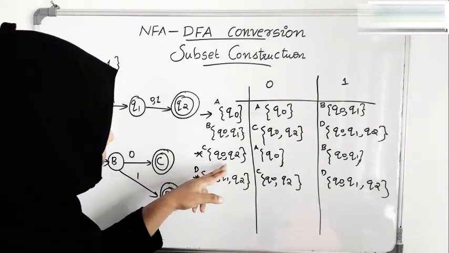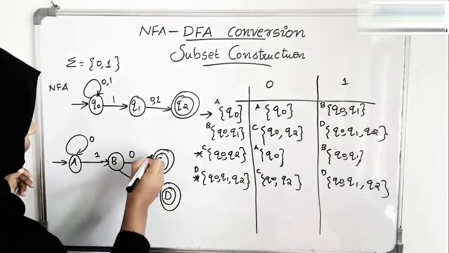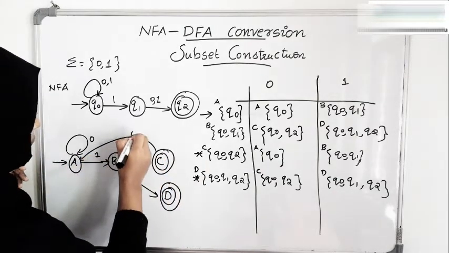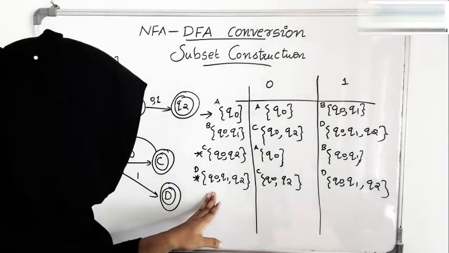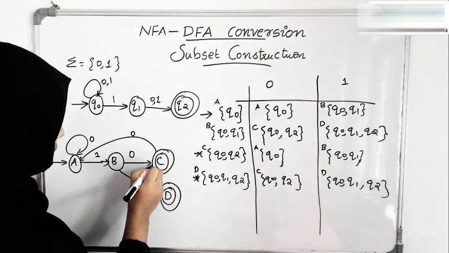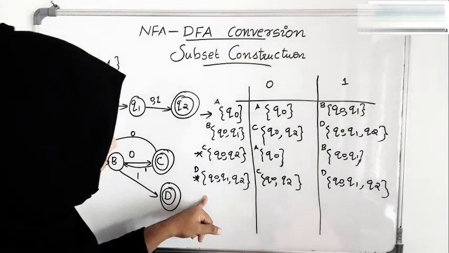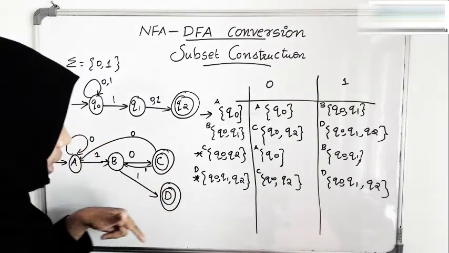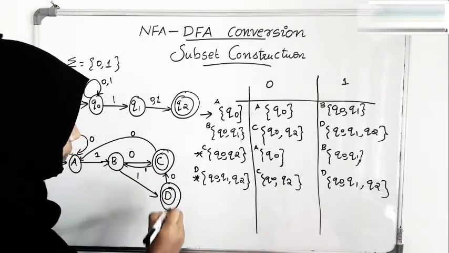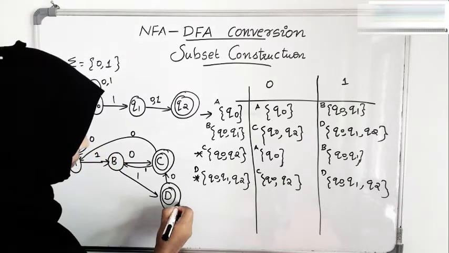Now when you apply 0 to C, you will get A. Now when you apply 1 to C, you will get B. Now when you apply 0 to D, you will get C. Now when you apply 1 to D, you will get D itself.